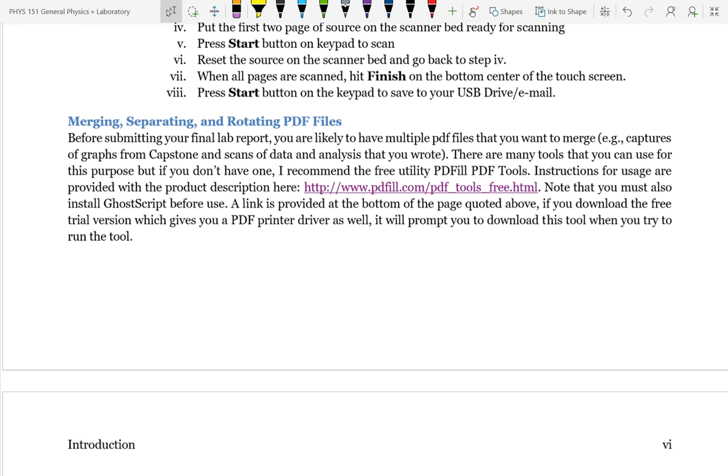If you have a PC, this is the software that I use in my office, PhysFill PDF tools, and it allows you to separate documents, to combine documents, to rotate documents, all kinds of things. Alex has a year of playing around with that for me. So, you can always ask Alex if I'm not around how to use it.